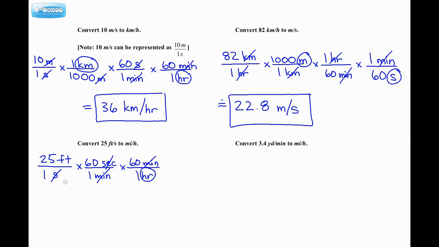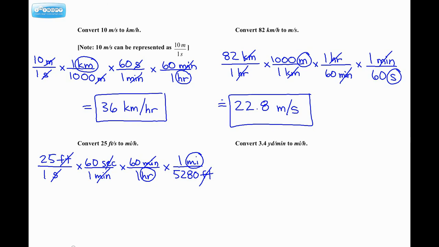But now I need to convert the feet to miles. And we can actually do that in one step. There are 5,280 feet in a mile. And the feet have to go on the bottom because my feet over here are on top. So that cancels. There we go. So miles on top, hours on the bottom. That's exactly what I want.